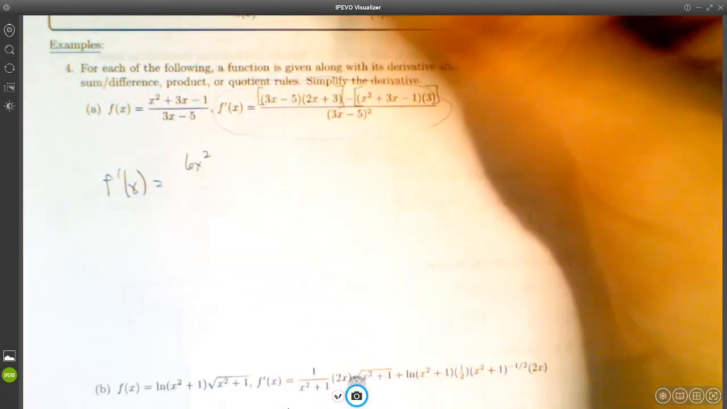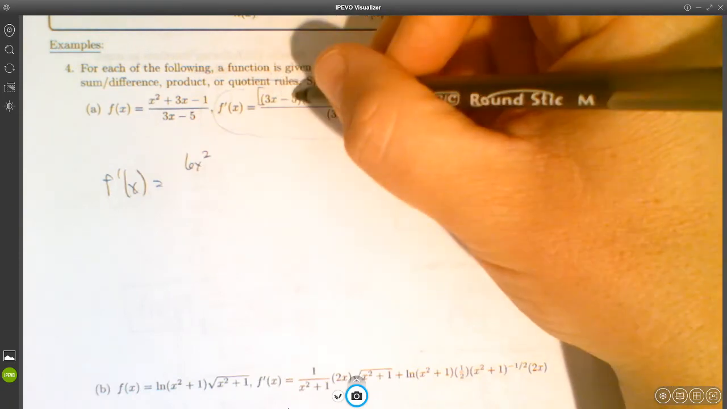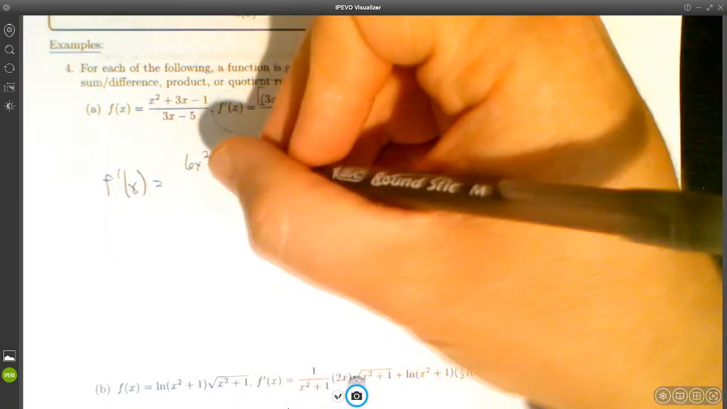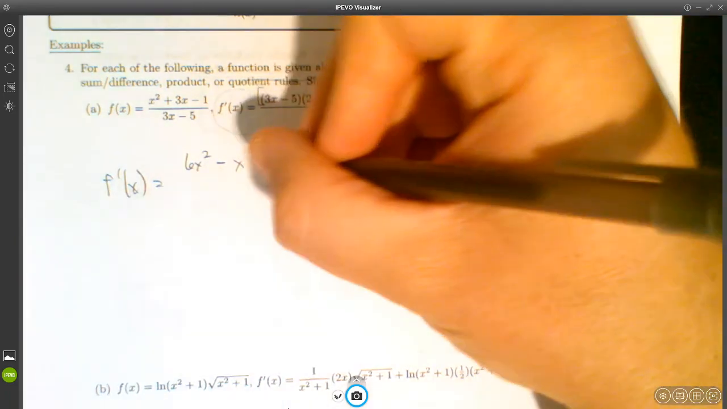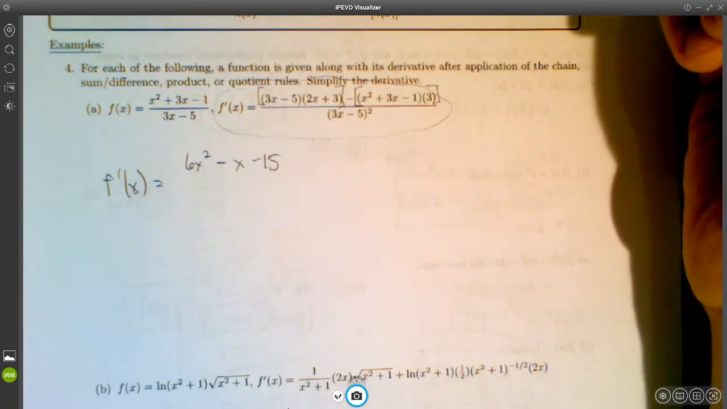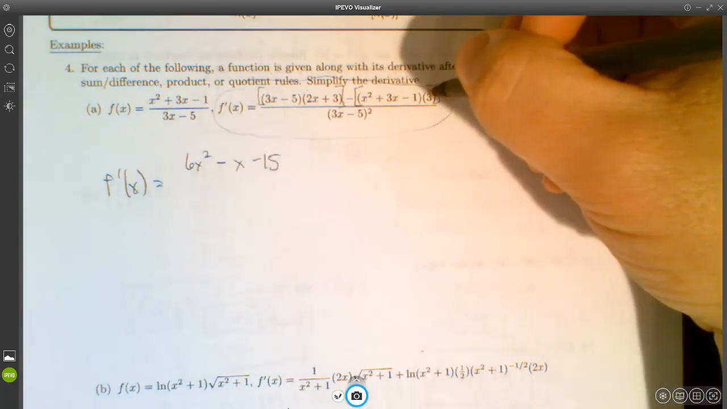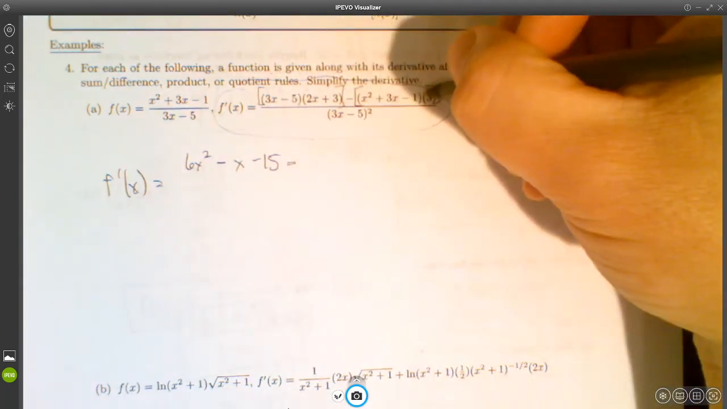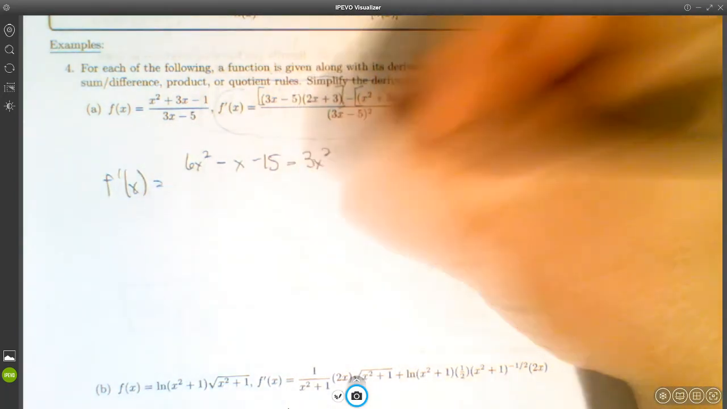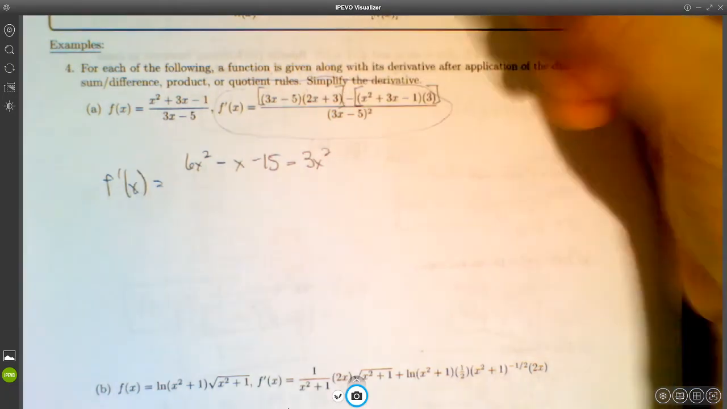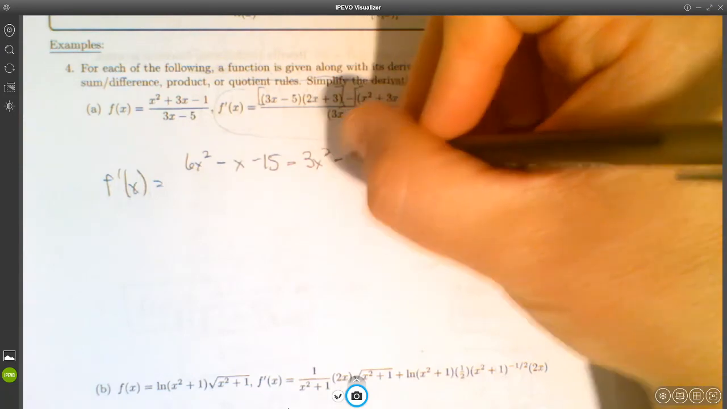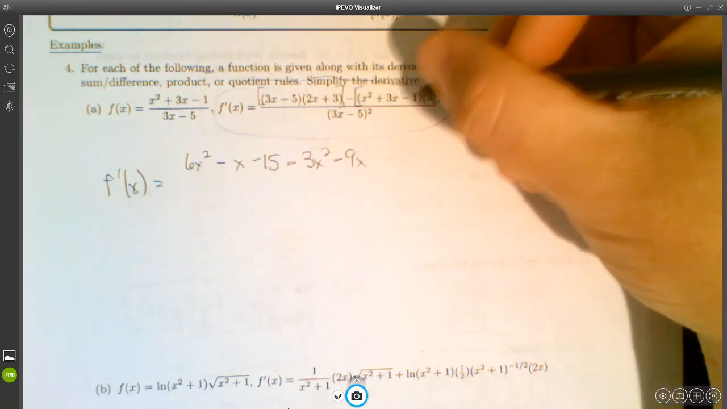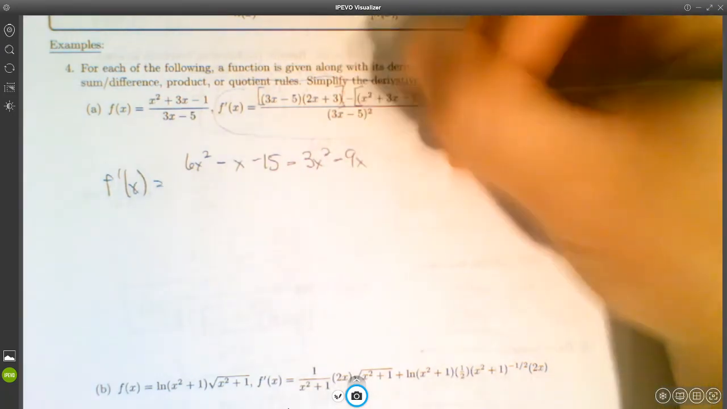We're going to get a 6x squared, a 9x minus a 10x. That's going to be minus x. And then minus 15. Here I'm going to have minus 3x squared. So I'm going to distribute the 3 and the negative sign as I go. So then I'm going to get 9x, but it's going to become negative. And then I'm going to have a negative 3, but it's going to become positive.